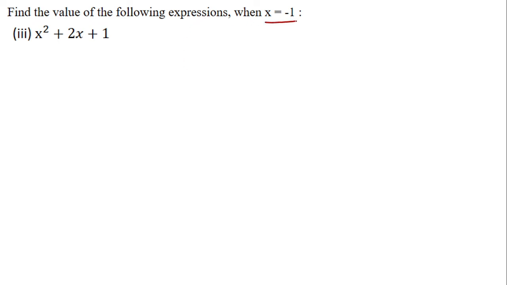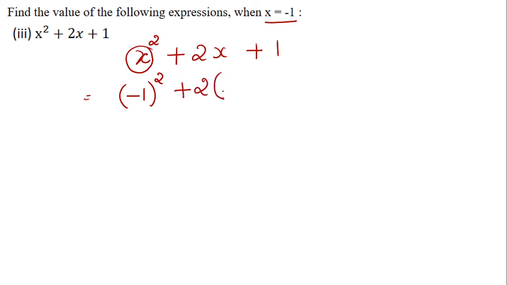Here, when x is equal to minus 1, we need to find the value of x square plus 2x plus 1. Now, what is the value of x? We are taking only the x value. Then it is minus 1 to the power 2 plus 2 into, what is the value of x? Minus 1 plus 1. So this is equal to minus 1 to the power 2 is minus 1 into minus 1. So minus into minus is plus, 1 into 1 is 1. So the answer is plus 1.